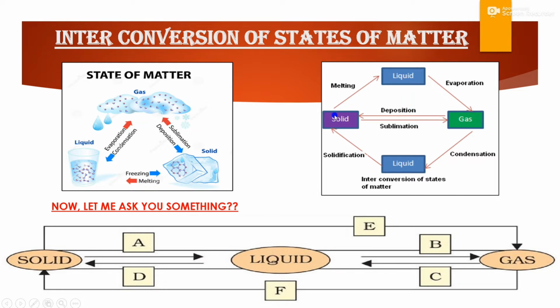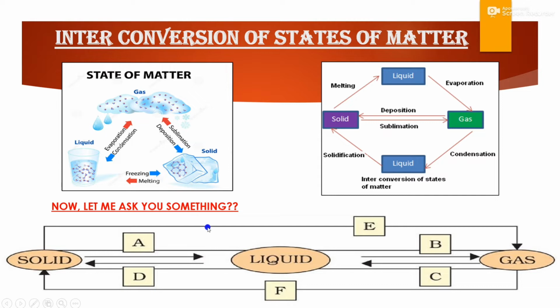And here, solid melts into liquid, liquid evaporates into gas, gas condenses into liquid, and liquid solidifies into solid. And when solid changes into gas directly, that is called sublimation. And when gas changes into solid, that is called deposition. So deposition is another kind of sublimation. It is just the opposite process of sublimation.